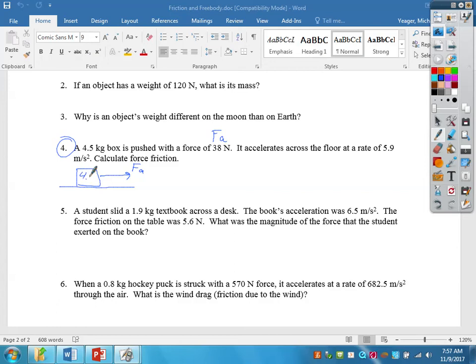This object is 4.5 kilograms, all right? And it's being accelerated at 5.9 meters per second squared. And my question is, what is the frictional force? Frictional should be going opposite. Now, there are other forces acting on this. There's weight and the normal force. But the thing is, this object is only going horizontally, so I only care about the forces in the direction of motion or in the opposite direction of motion.